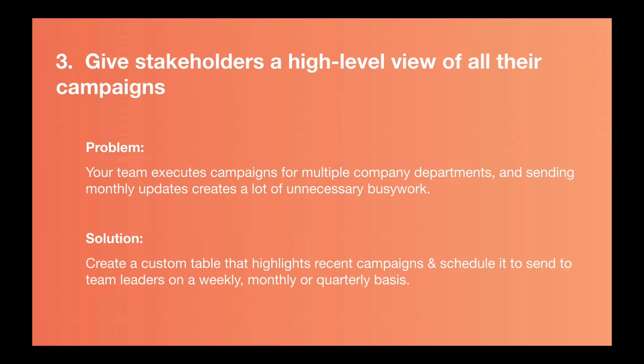If your team executes campaigns for multiple company departments, sending them monthly updates creates a lot of unnecessary busy work. However, let's say your regional sales team wants to see a summary of last month's campaigns on the first of every month. With a marketing campaign report, you can create a custom table that highlights a specific department's recent campaigns. You can also schedule the report to automatically send to team leaders on a weekly, monthly, or quarterly basis.